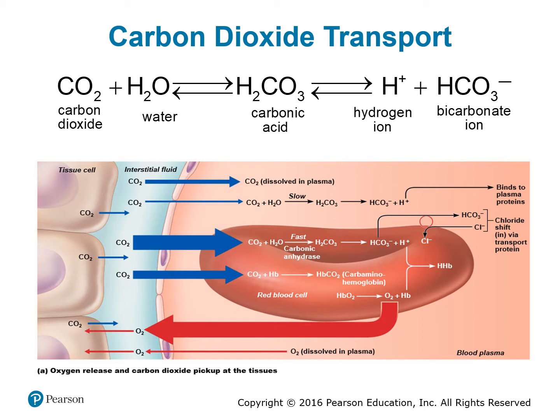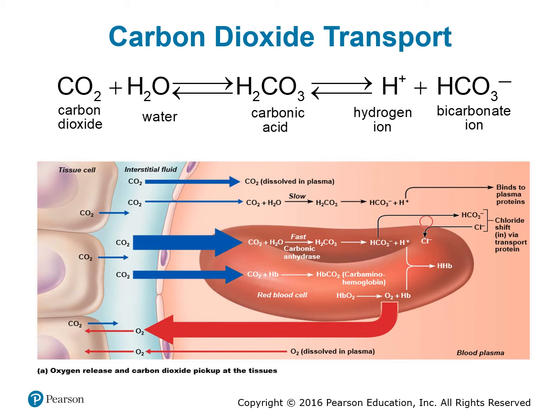At our tissues, as more carbon dioxide enters the blood, more oxygen dissociates from the hemoglobin. Remember, this is known as the Bohr effect. And then as deoxyhemoglobin releases oxygen, it more readily forms bonds with carbon dioxide to form carbaminohemoglobin.